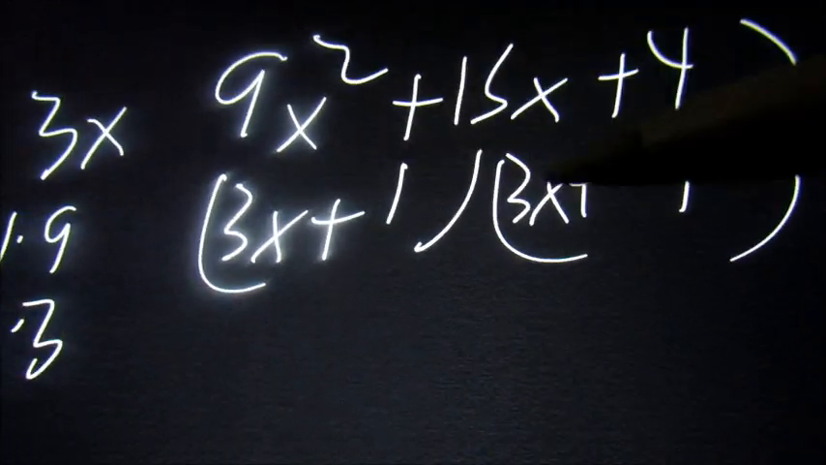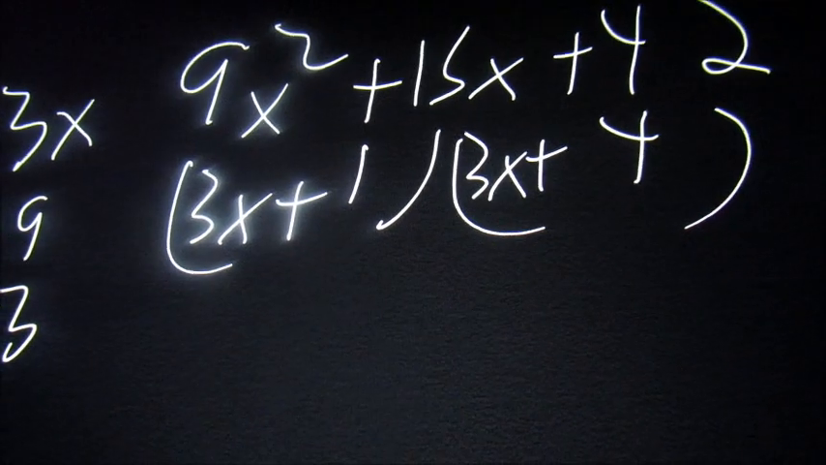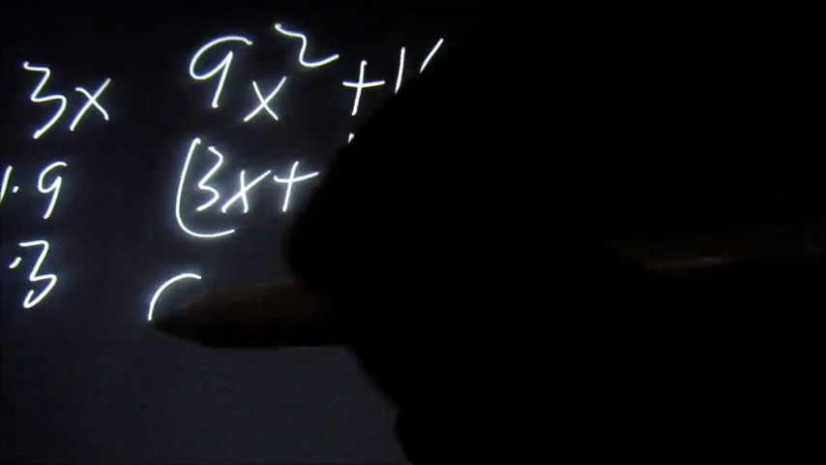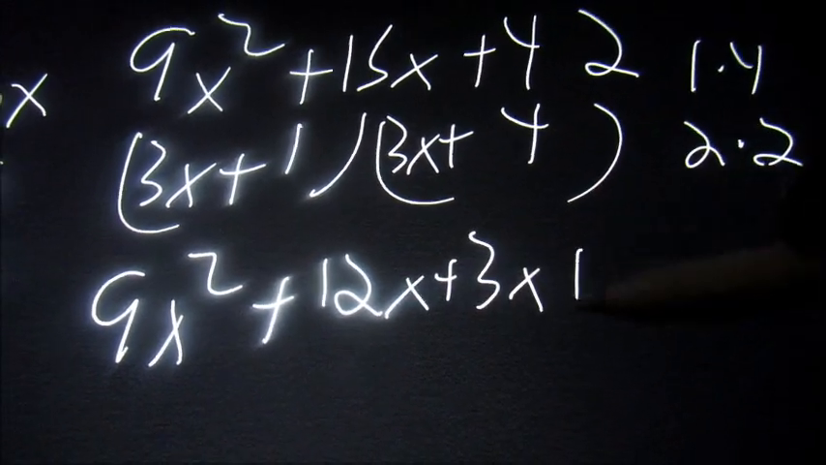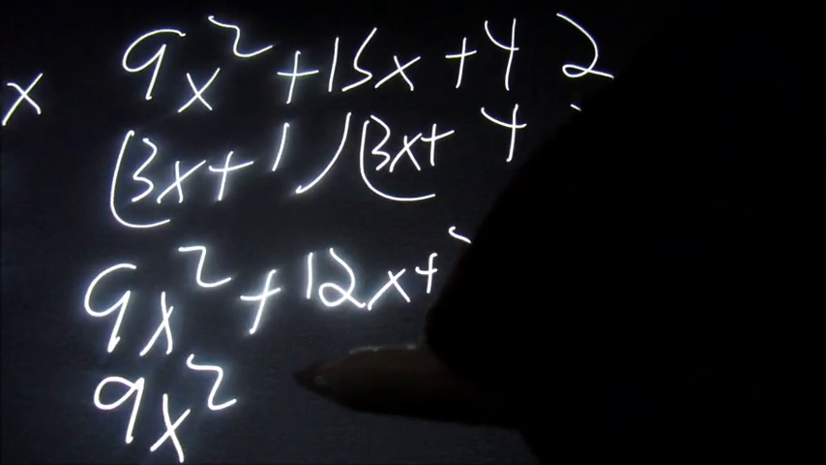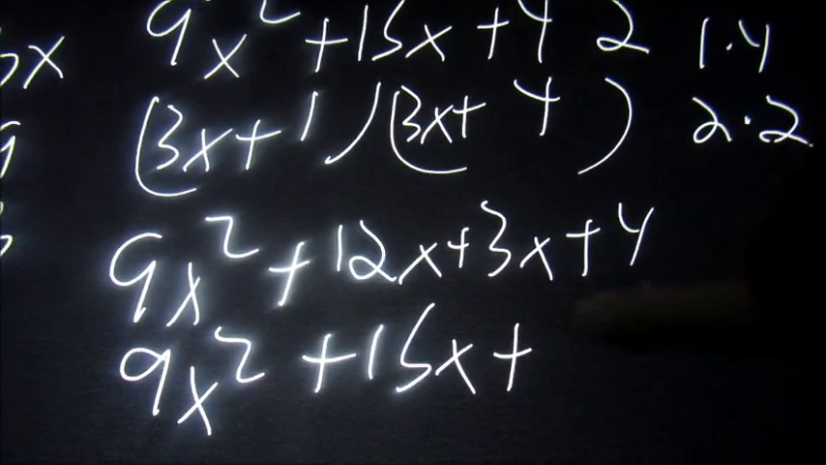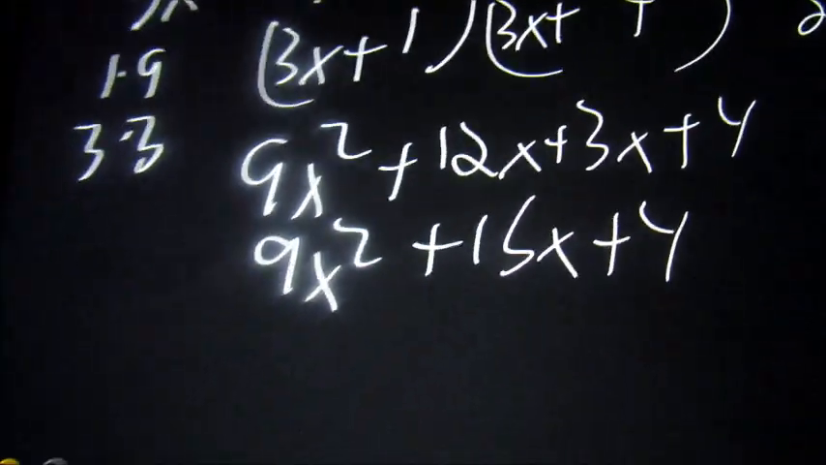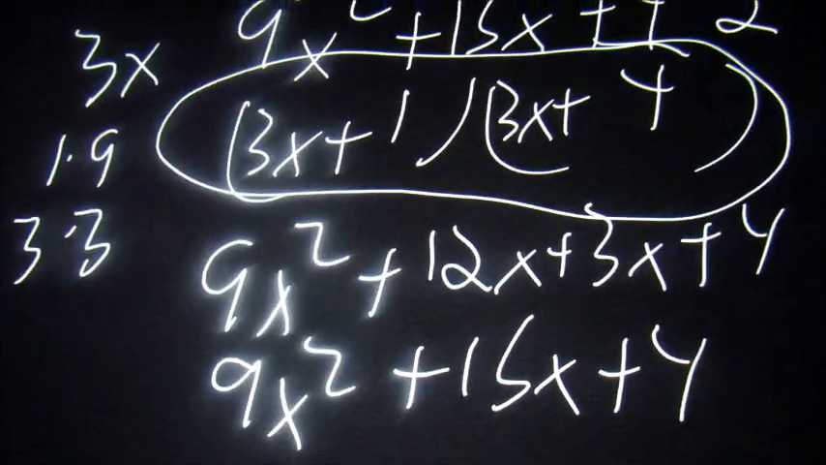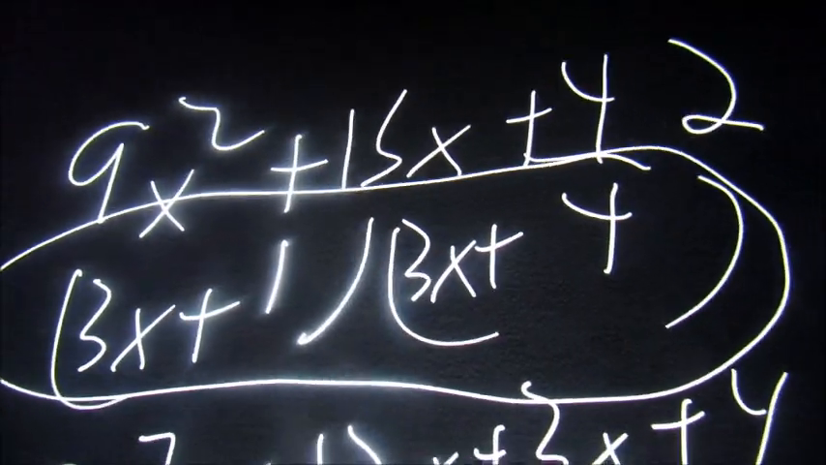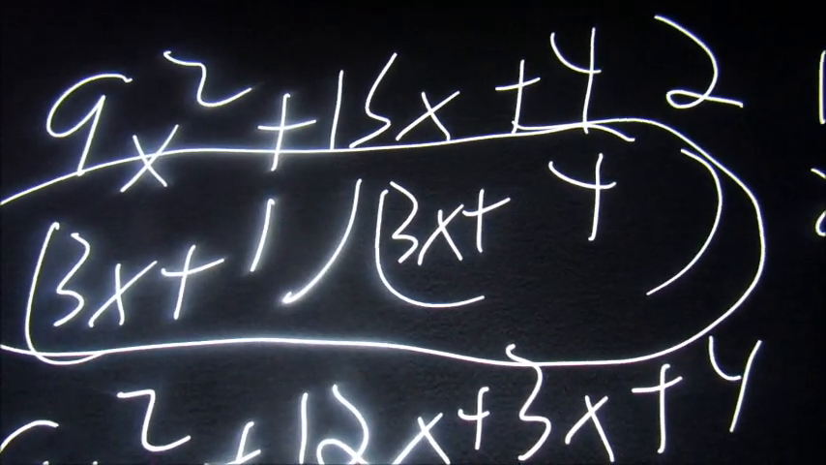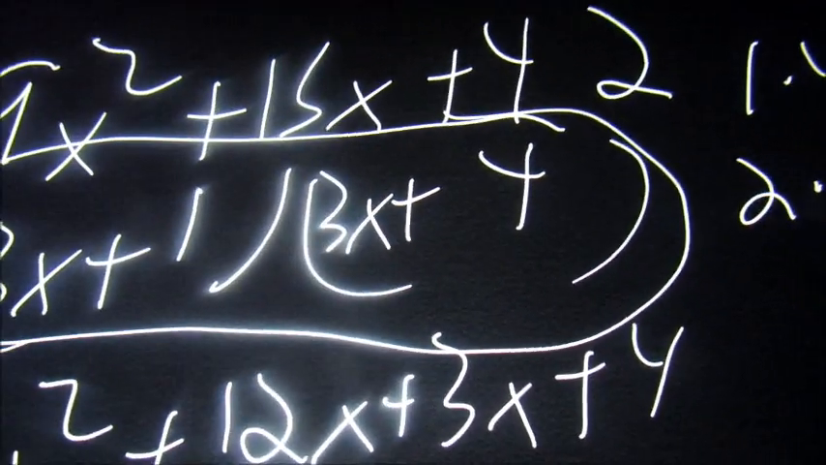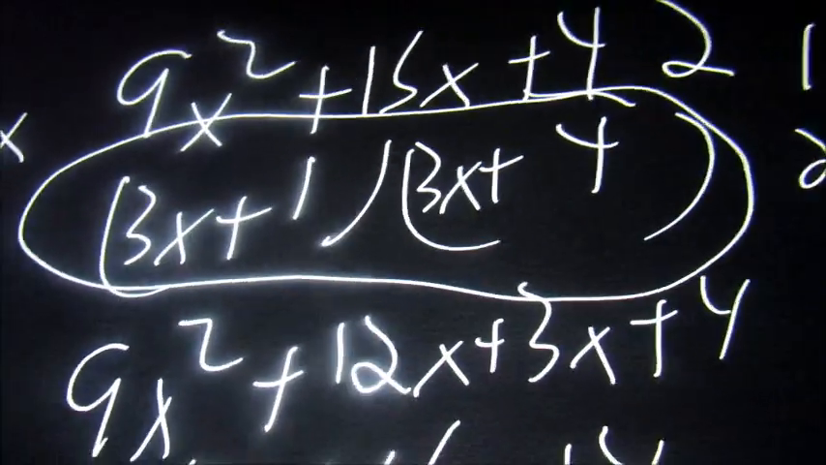And so I have 3x plus 1 times 3x plus 4. If I do FOIL on this, I'm going to get 9x squared plus 12x plus 3x plus 4, which equals 9x squared plus 15x plus 4, which is what I started with. So this is the right answer. There are going to be times, like this shows, that you have a perfect square for the first term, a perfect square for the last term, but it's not a perfect square trinomial, but you are still able to factor it.